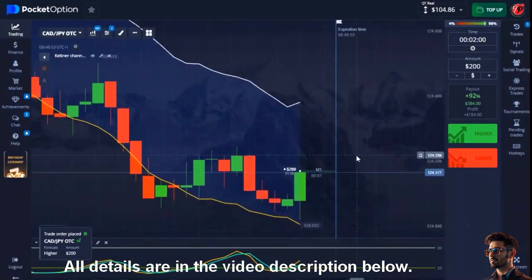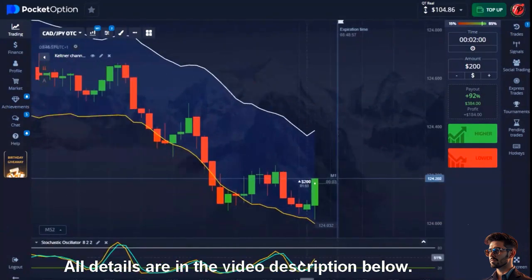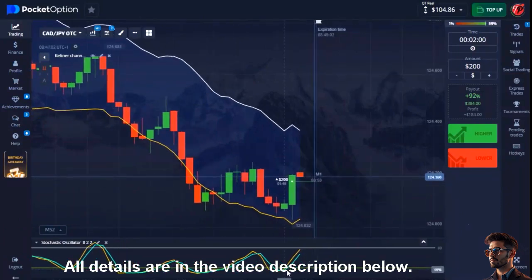All right, guys, over here I'm finding a good moment, so I'm going to enter this trade real quick. As you can see right here, it is a very powerful candlestick. And when you check our stochastic oscillator, you see that both lines actually intersect in a very strong oversold condition, and both lines are heading up in the trend.